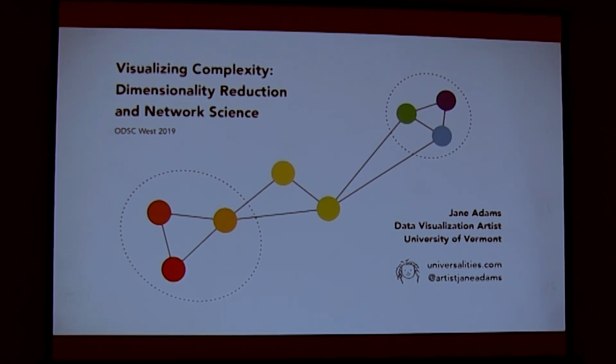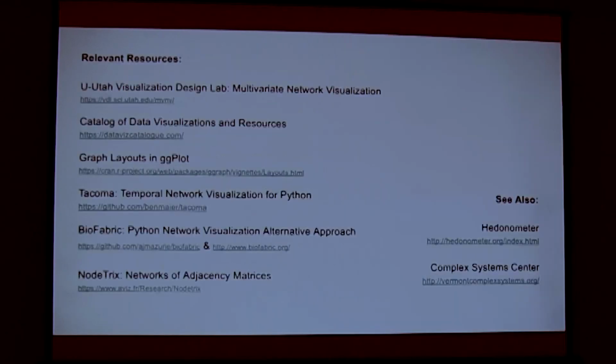Do you have any resources or recommendations for visualizing this where the relationships are changing over time, like the network edges are changing over time? Yeah, that's a great question.